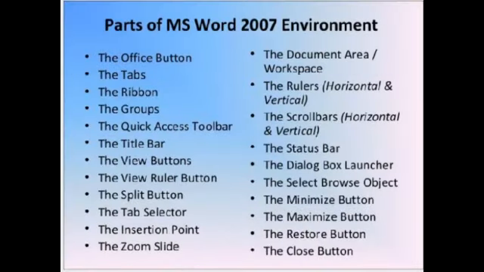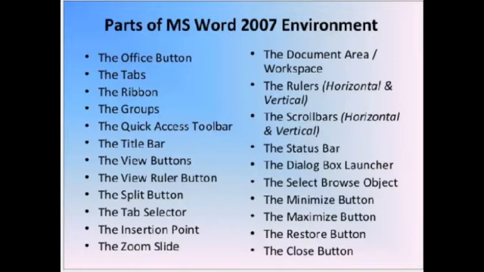Next, parts of the MS Word 2007 environment. These are the parts of MS Word: the Office button, the tabs, the ribbon, the groups, the quick access toolbar, the title bar, the view buttons, the view ruler button, the split button, the tab selector, the insertion point and the zoom slide.